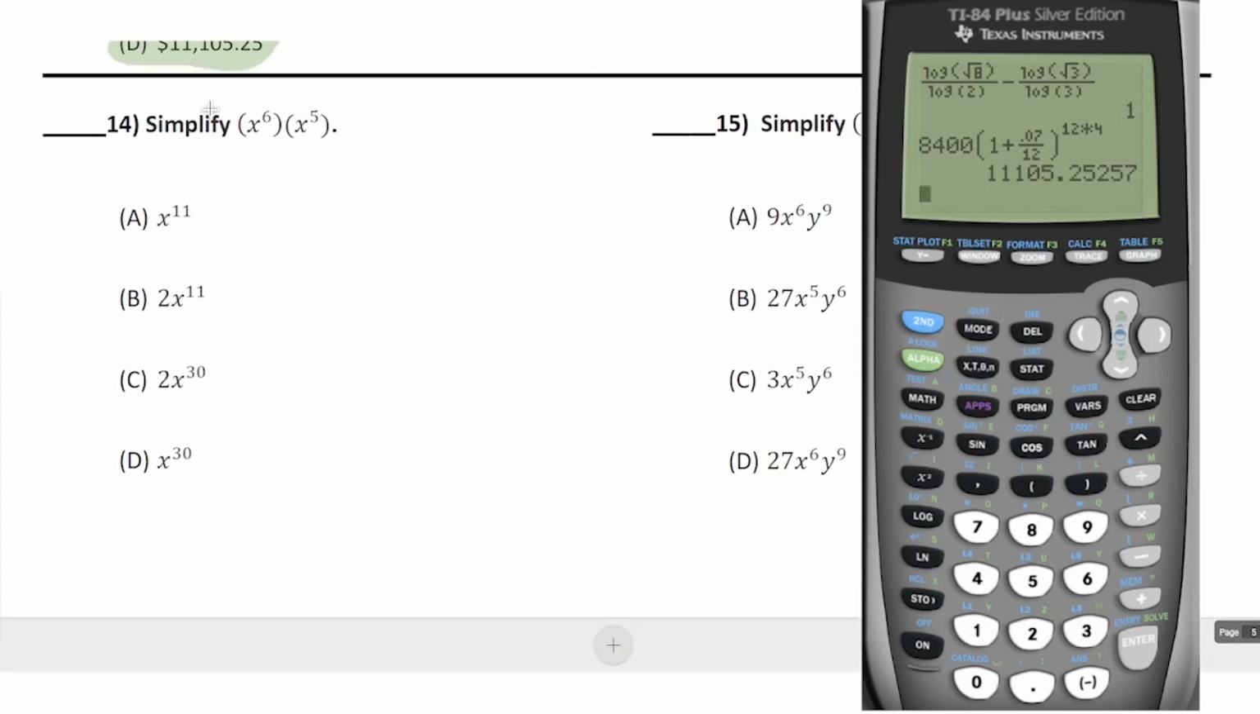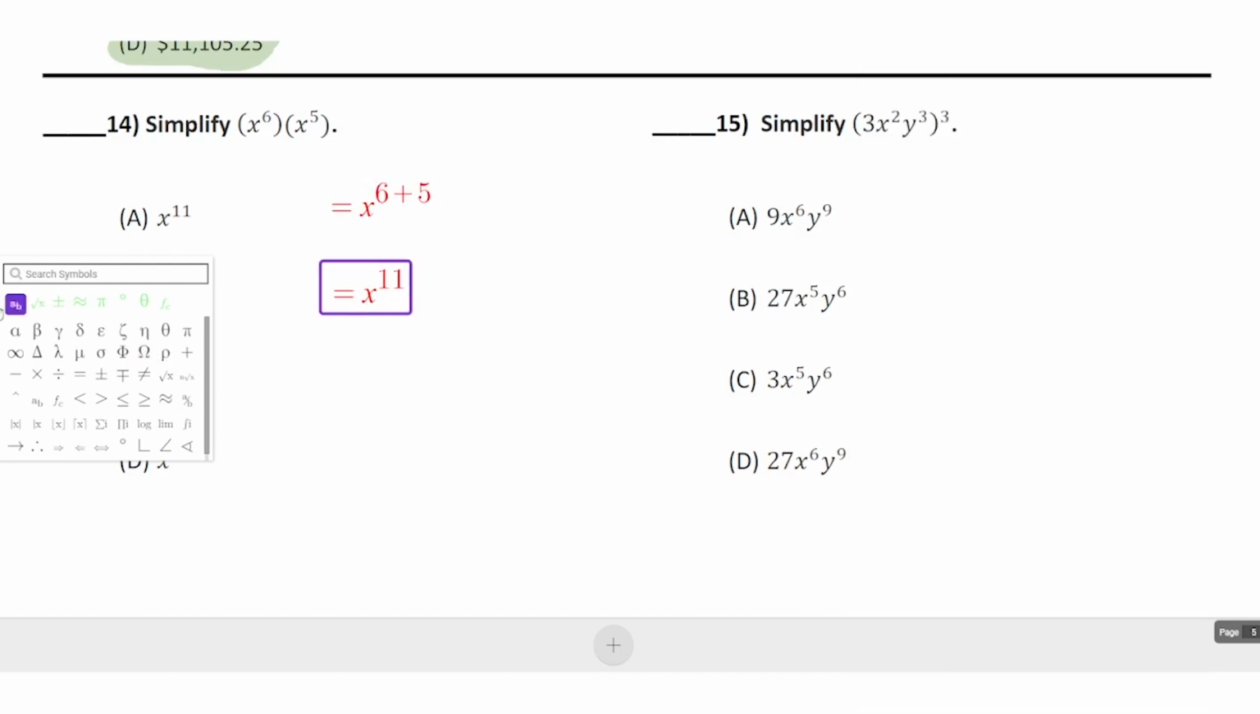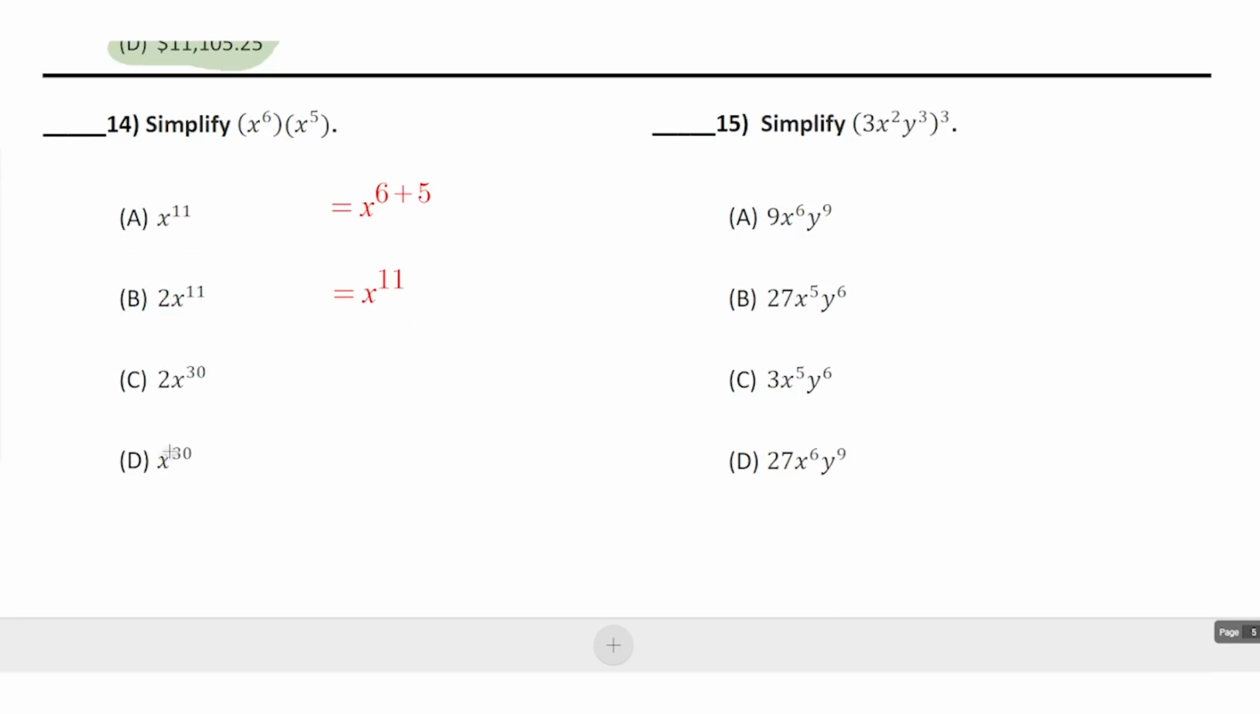Looks like we only got two problems left here, and they're both about exponent properties. Number 14 is going to use the product property that says when you multiply two powers with the same base, you add the exponents. So this will be x to the power of 6 plus 5. 6 plus 5 is 11. So our answer is x to the 11th. We see that right here, answer choice A.